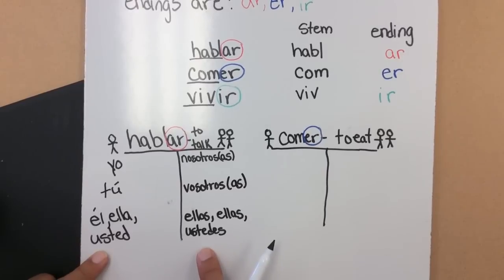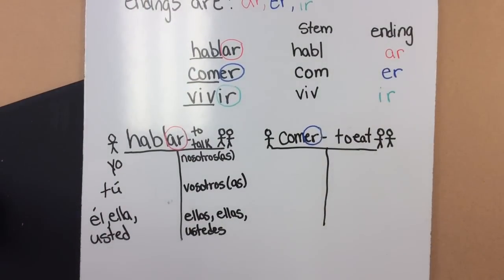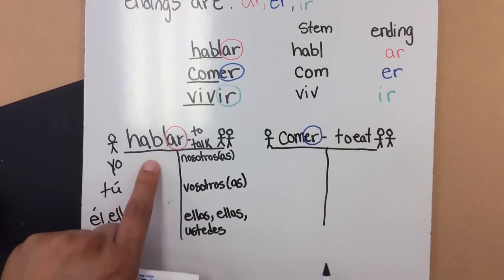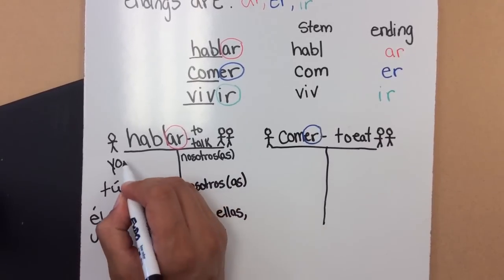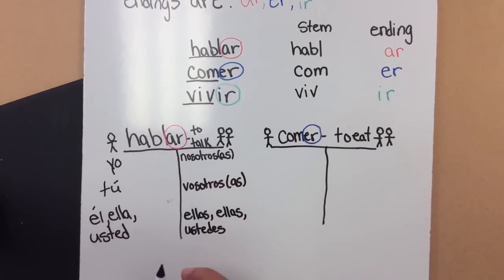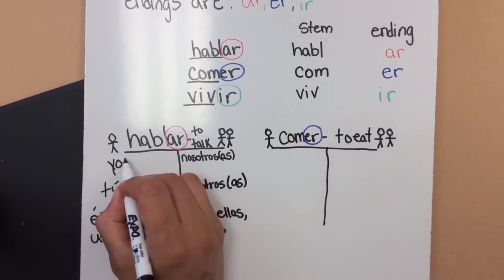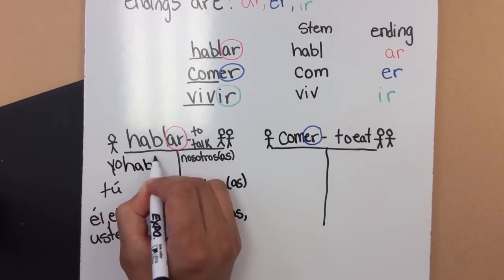And then, of course, if you are in a room full of people that you need to respect, maybe you're doing a speech, it would be ustedes. Okay? So now let's look at the verb hablar. Right off the bat, I can go ahead and write my stem all the way through. Remember, the stem is everything except for the AR ending. So my stem for hablar is H-A-B-L.